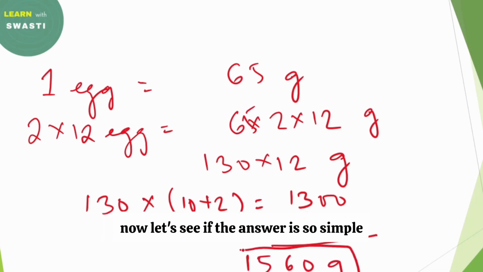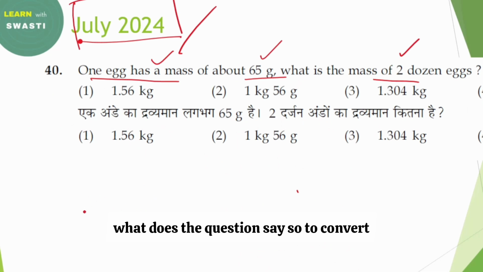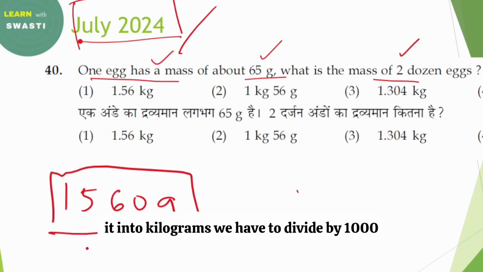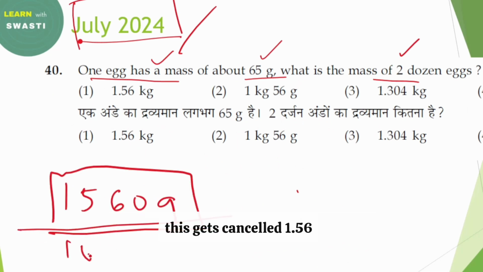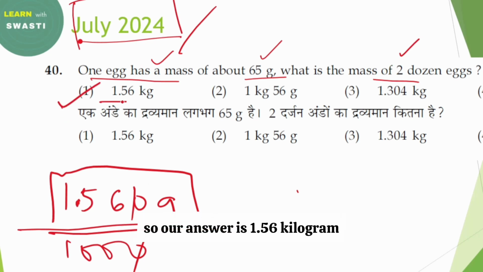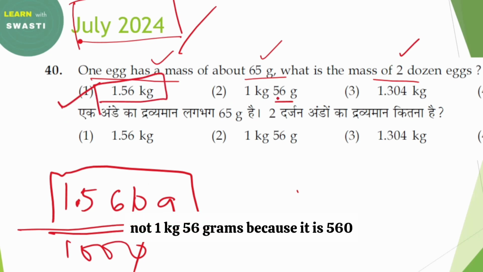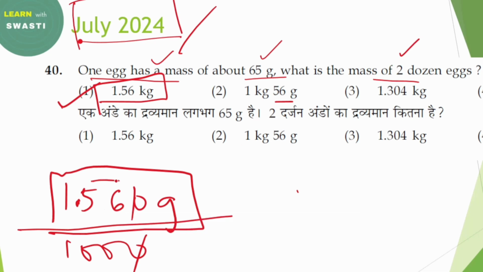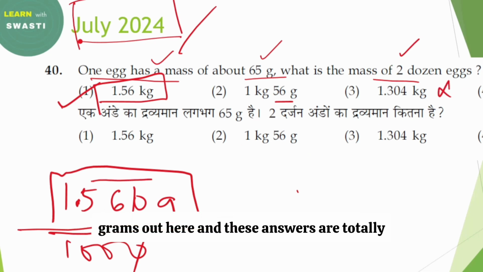Now let's see if the answer is so simple. What does the question say? So to convert it into kilograms, we have to divide by 1000. This gets cancelled. 1.56. So our answer is 1.56 kilograms. Not 1 kg 56 grams because it is 560 grams out here, and these answers are totally wrong.